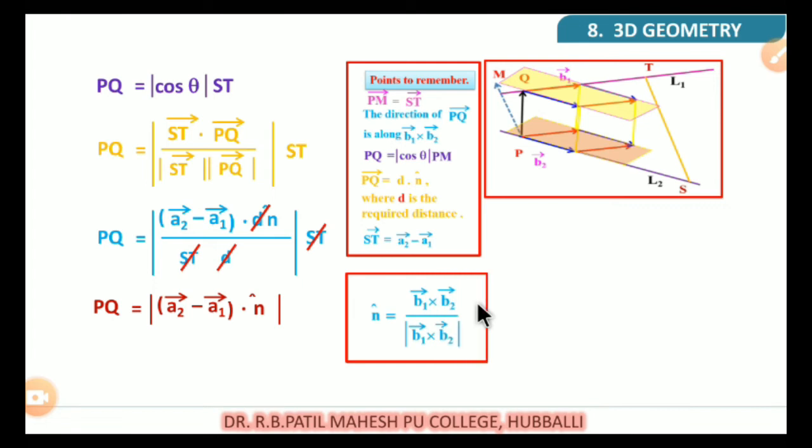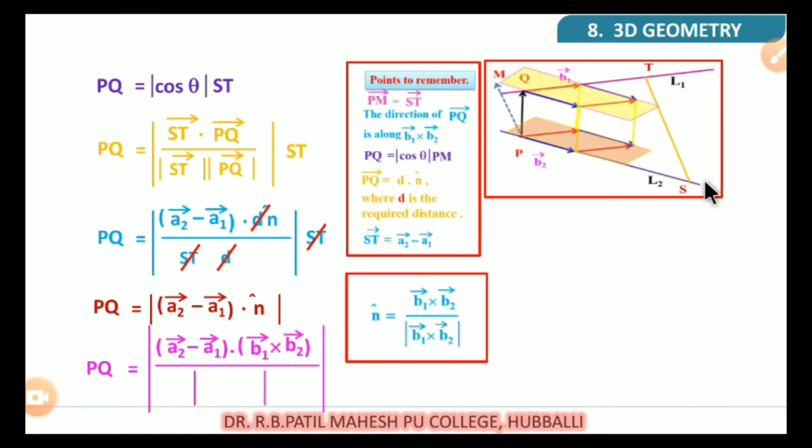Here n cap is already taken as B1 cross B2 divided by magnitude of B1 cross B2. Therefore PQ is equal to the modulus of A2 minus A1 dot product with B1 cross B2, whole divided by magnitude of B1 cross B2. So this is the shortest distance between two skew lines.